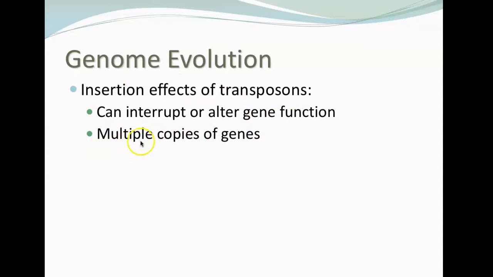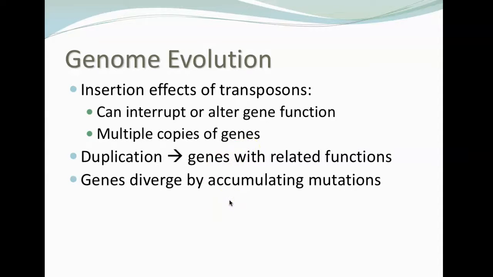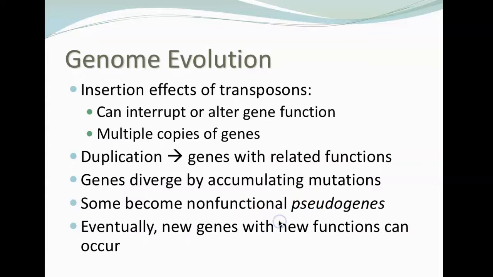And then multiple copies of genes can occur. A lot of duplication, genes with related functions. Genes can diverge. Genes can become non-functional, and when they're non-functional, they're called pseudogenes. And then eventually new genes with new functions can occur. So this is the effect of transposons and retrotransposons, not really the why it happens. All right, so go ahead and pause if you still need to write, because I'm going to move on.